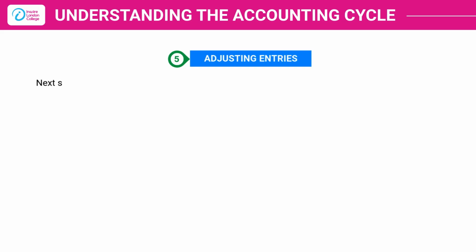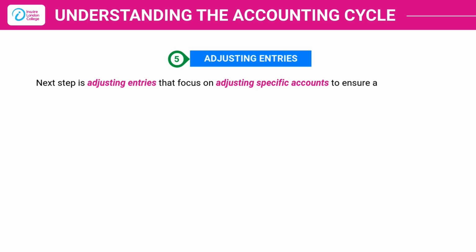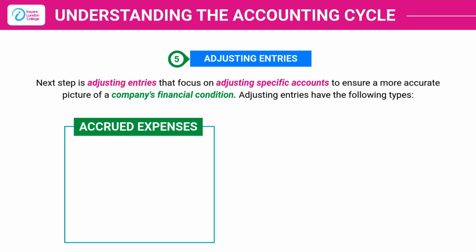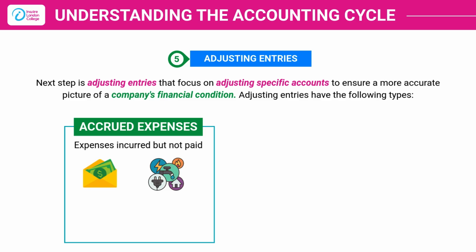Adjusting entries. Next step is adjusting entries that focus on adjusting specific accounts to ensure a more accurate picture of a company's financial condition. Adjusting entries have the following types. Accrued expenses are the expenses incurred but not paid yet, like salaries or utilities. An adjusting entry increases the expense account and liability account to reflect the expense.